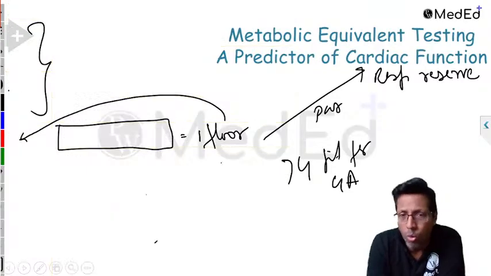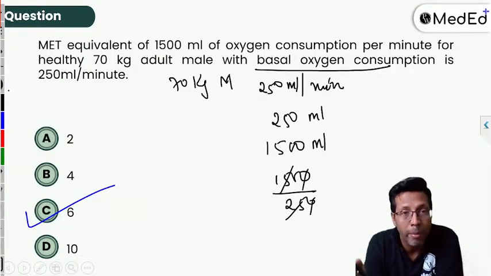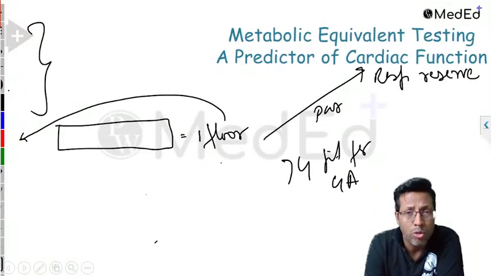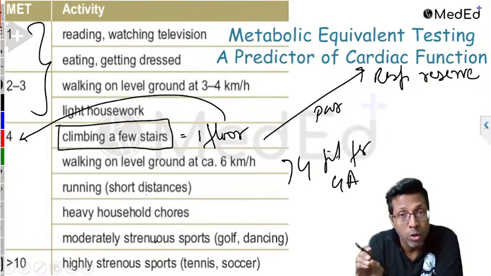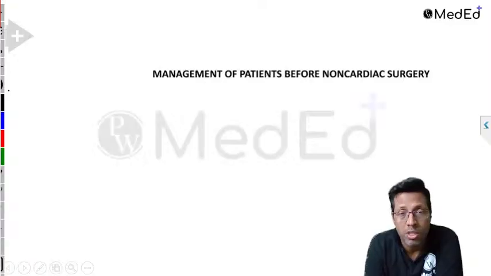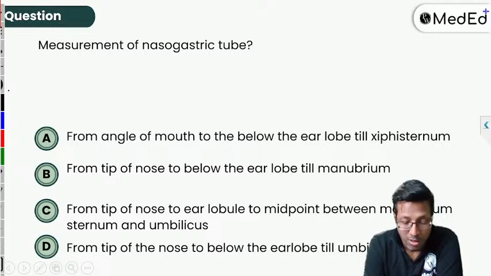So this was a 2 years back INI-CET question. Here you just had to calculate the METs. It was a simple maths question. That's it, and I told you the significance of it. You don't have to go into too much detail. New information, you should not read too much before the exam. Just have a slight idea. It was a PYQ, hence we discussed it. But this is an important question.